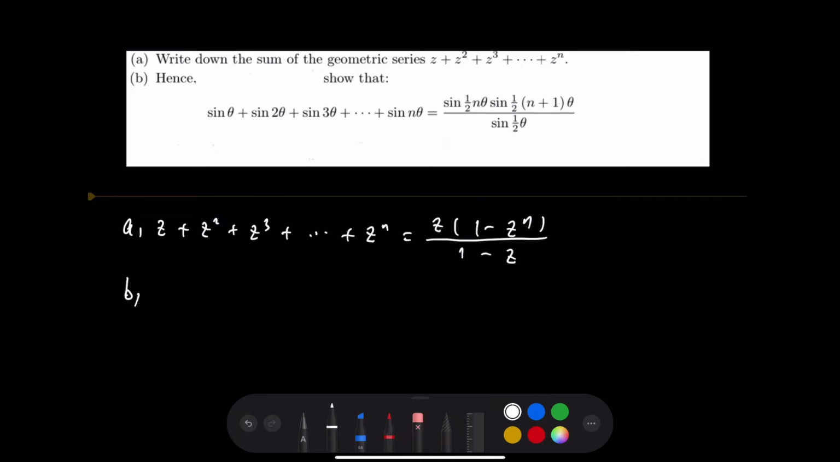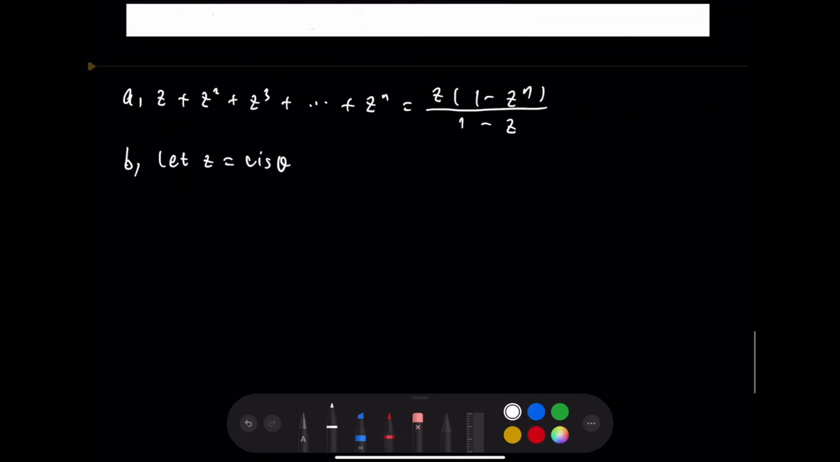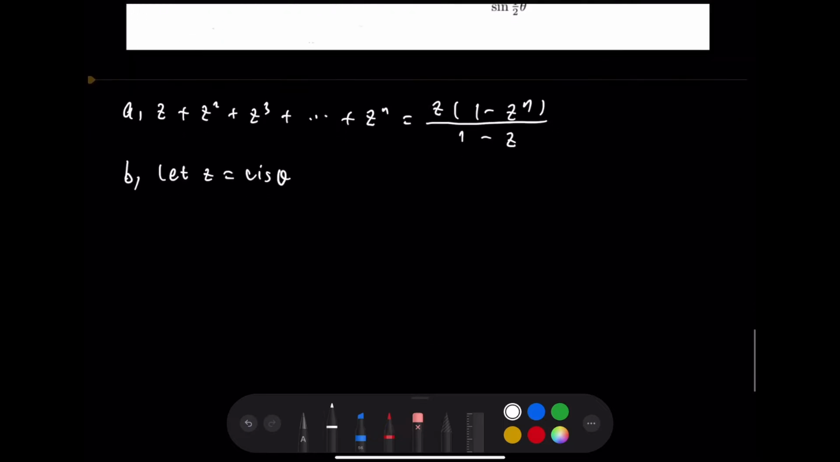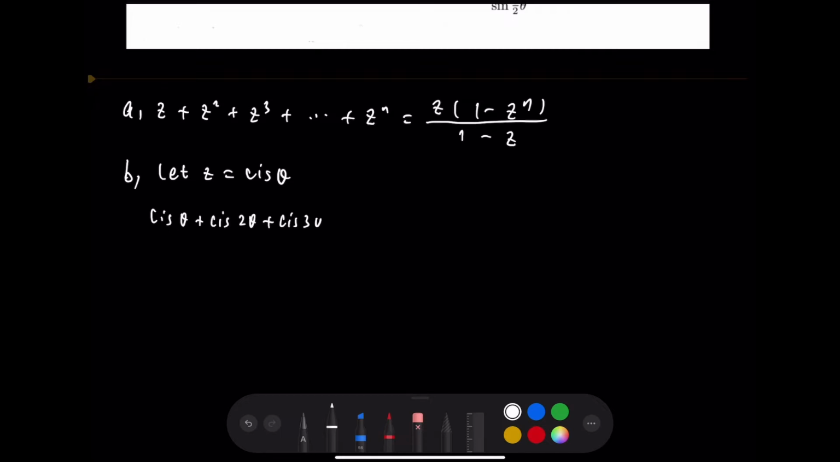Question B. Instead of writing z equals e to the i theta, this time I'm going to let z equal cis theta. I'm going to put that on both left and right of my GP series. So I will have cis theta plus cis 2 theta plus cis 3 theta up to cis n theta, which will be equal to cis theta times (1 minus cis n theta) over (1 minus cis theta).